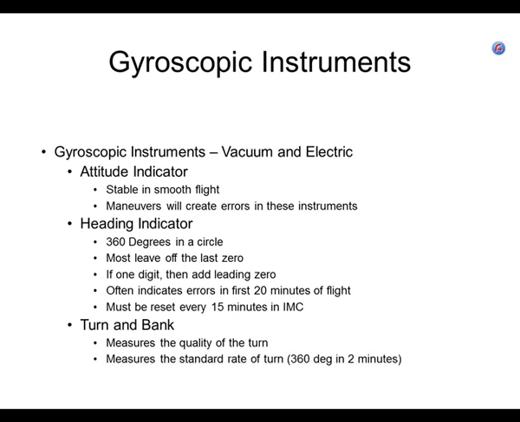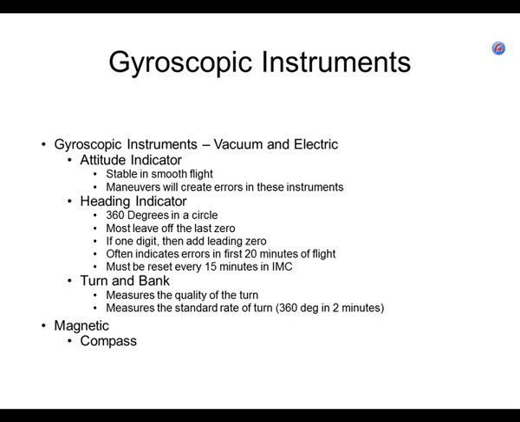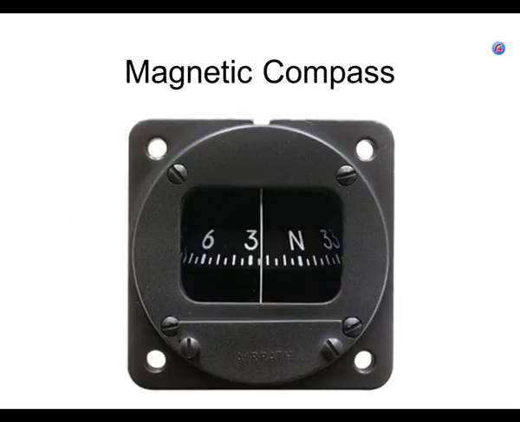And that we just covered, 360 degrees in 2 minutes. Okay, the last instrument is the magnetic compass. Not a lot to talk about here, but there's what it looks like.